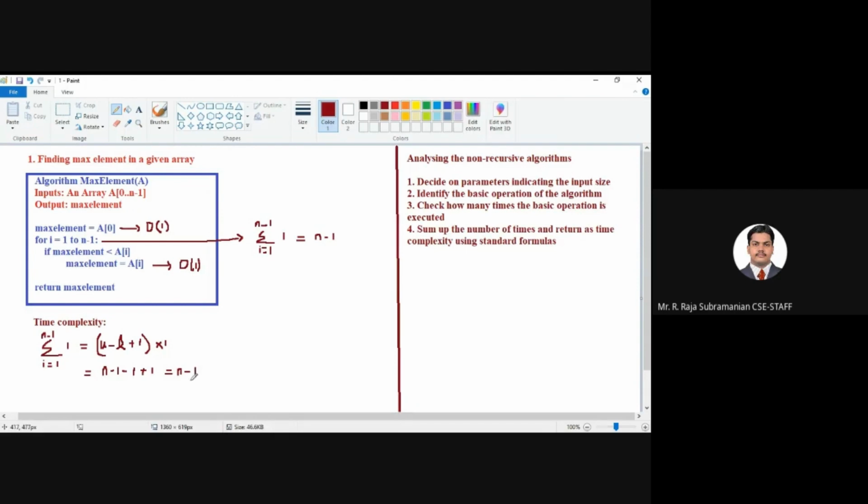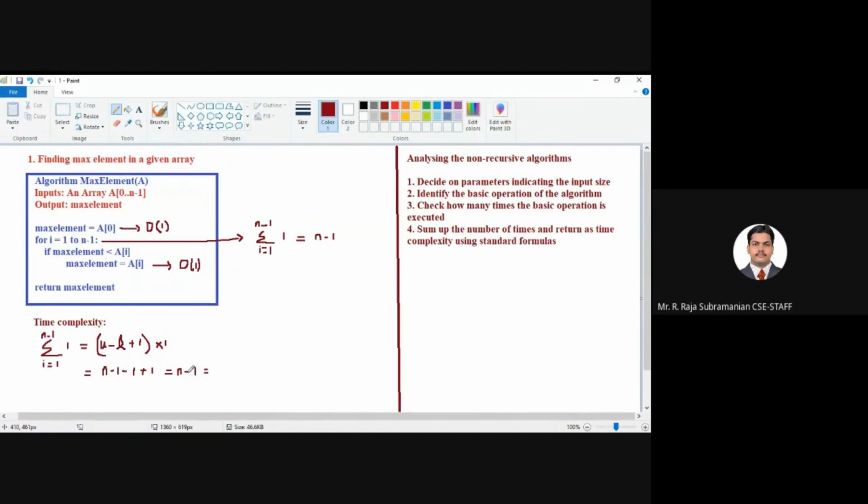I need to write this in terms of asymptotic notations. I'm actually more interested only in the worst case complexity instead of the best or average case. So how to write the worst case? Very simple. When you represent the time complexity or the space complexity of a given algorithm, you should omit all the constants. Here, what is the constant? 1 is the constant, and you should omit 1.